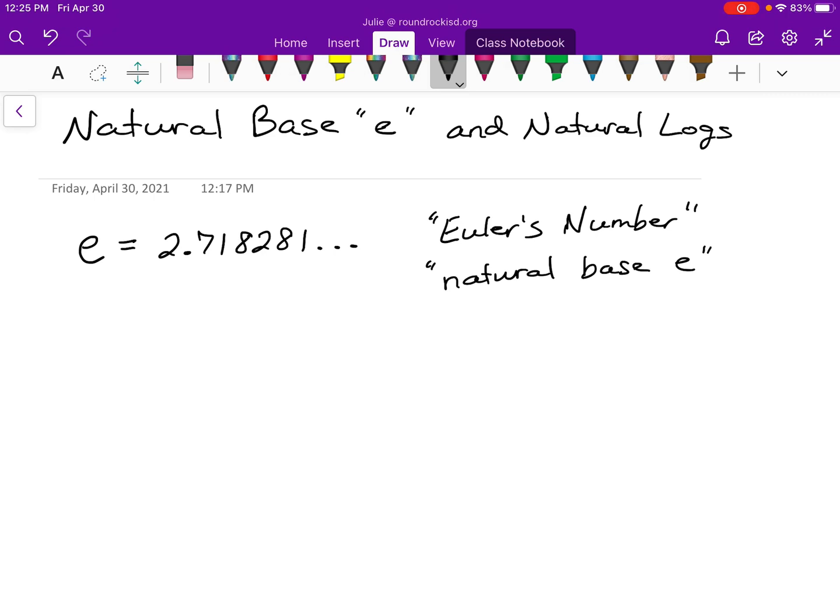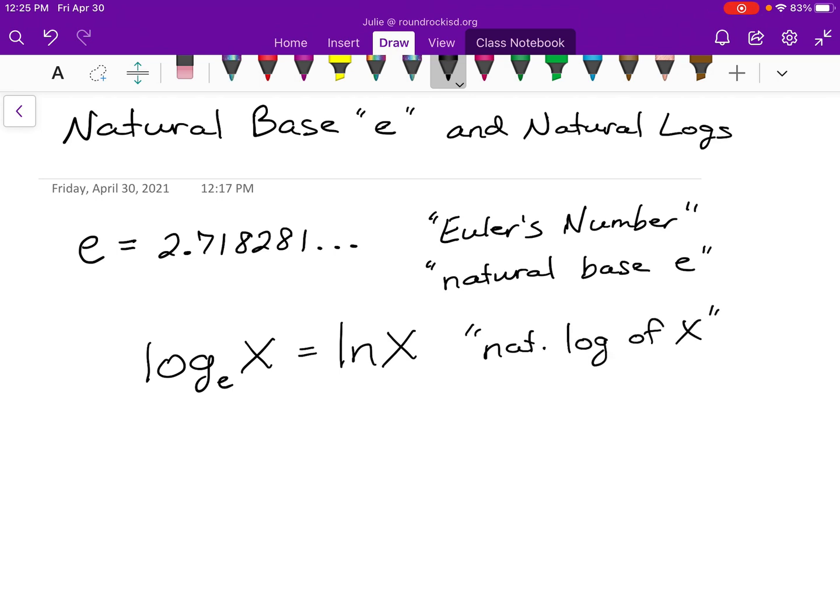Okay, so instead of writing log base E of some number, we just shorten it to natural log, which is just ln of x. The way we say that is natural log of x. But that natural log is base E. It's the same thing as writing log base E. Okay, so that is a brief overview of Euler's number.